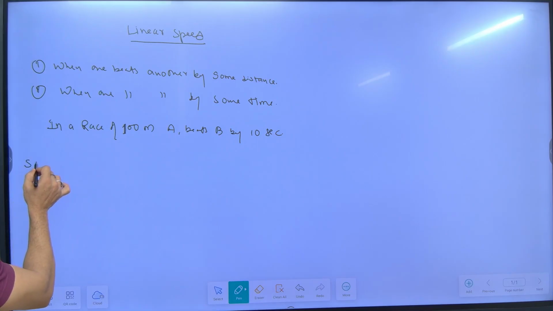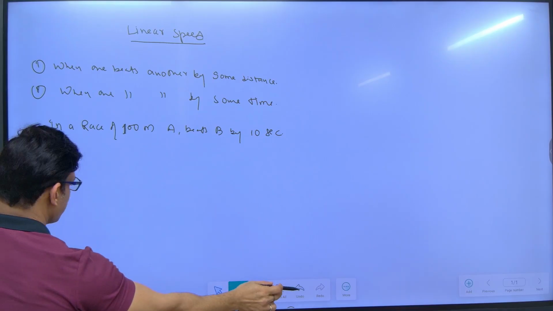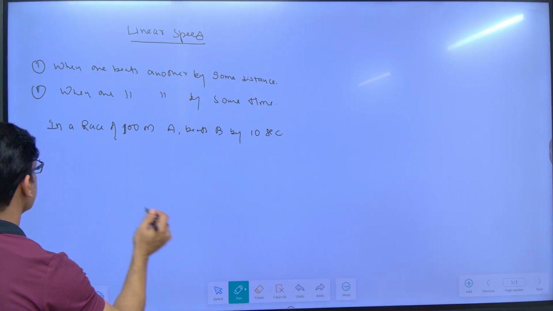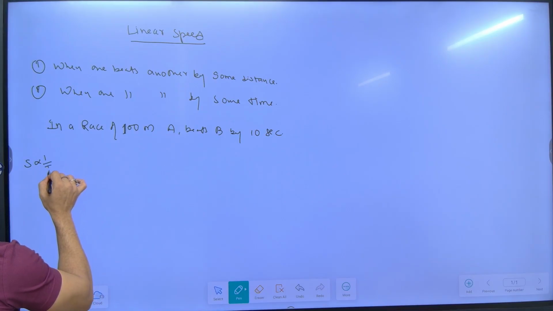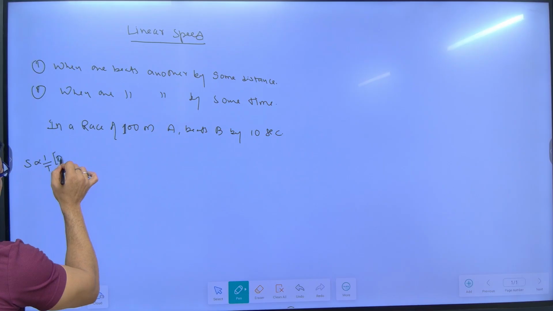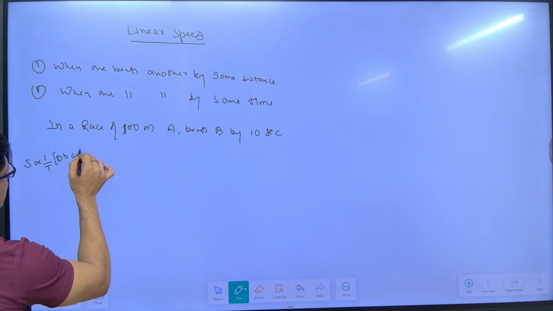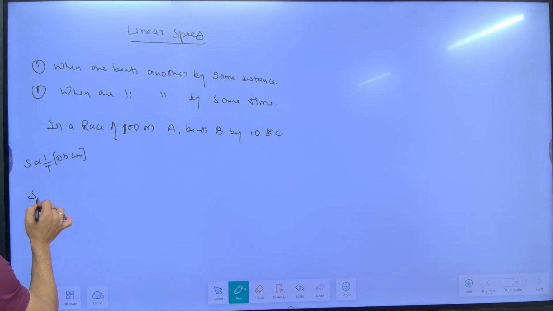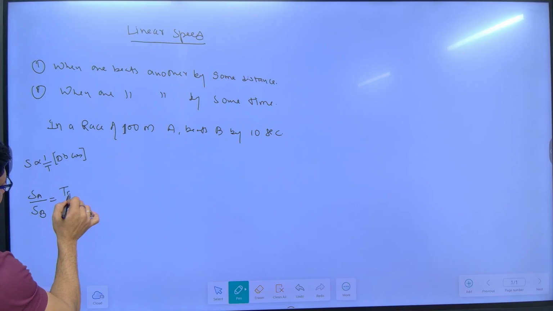Now, speed is directly proportional to distance when time is constant. We know that from the previous one. Here, what will it be? Speed is inversely proportional to time when distance is constant. Understood? How to write this? Speed of A over speed of B is equal to time taken by B over time taken by A. This is the meaning of inversely proportional.